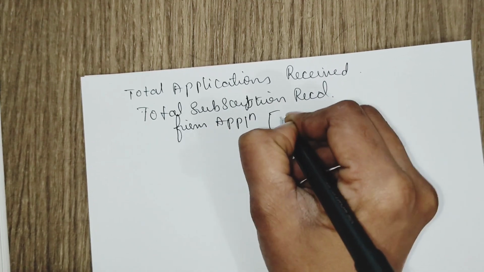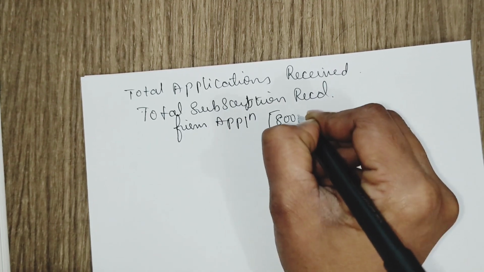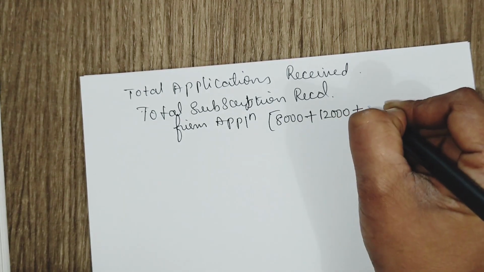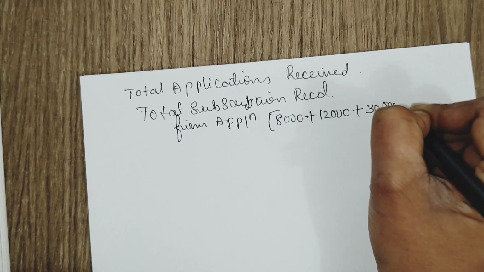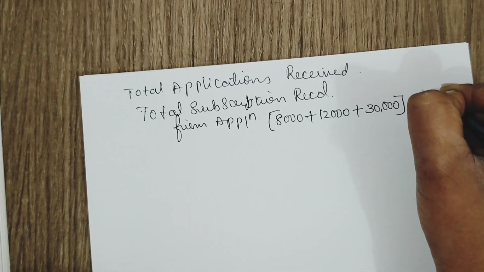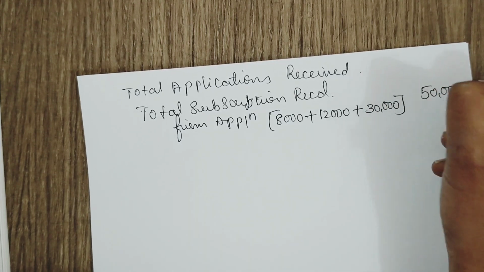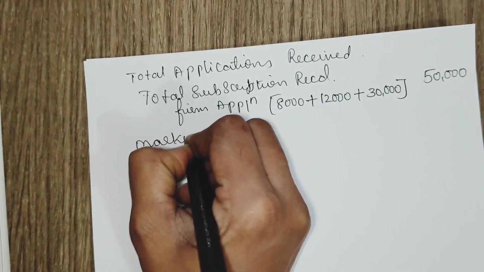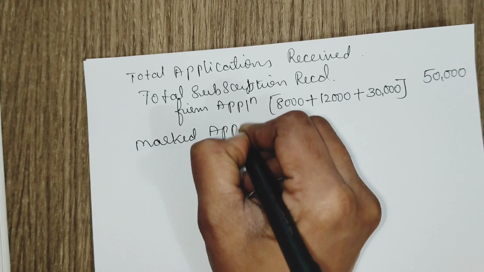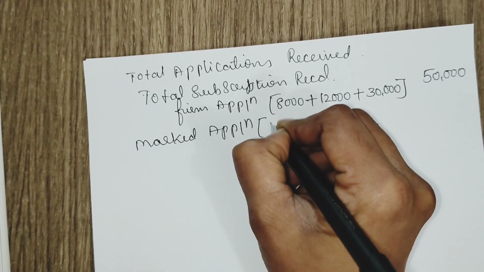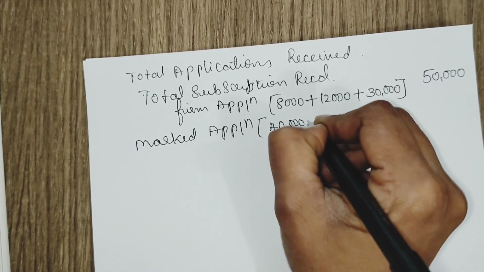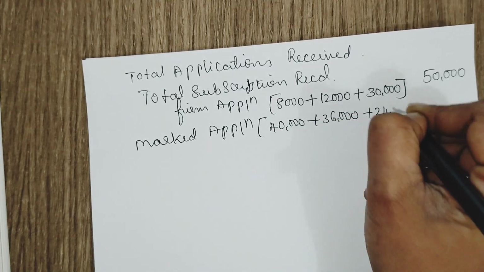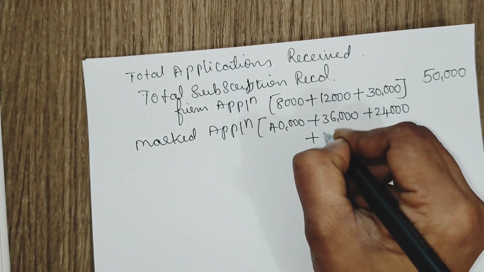The firm applications are 8,000 for A, 12,000 for B, and for C there was no firm underwriting, and for D it is 30,000. So total firm applications are 50,000. To this we are adding the marked applications. The marked applications are 40,000, 36,000, 24,000 and 48,000.